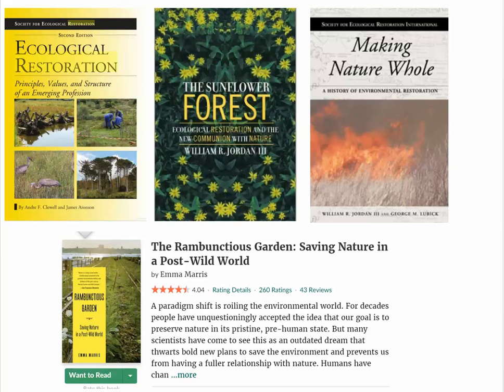William Jordan, the author of that book on ecological principles of restoration with the little jigsaw puzzle pieces, has written several books now: Making Nature Whole, The Sunflower Forest, Ecological Restoration, and The New Communion with Nature. He's really thinking about people's interaction with nature, and interacting with nature through the restoration process, a little bit different from where he started out his career. And then down at the bottom, The Rambunctious Garden: Saving Nature in a Post-Wild World, by Emma Marris, thinking about both conservation and restoration in a place where there's lots of degradation.